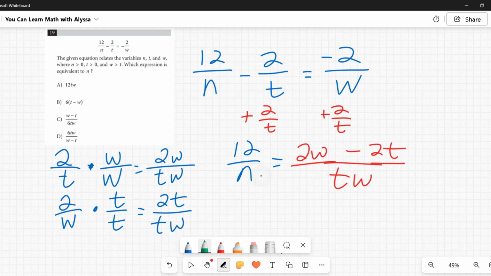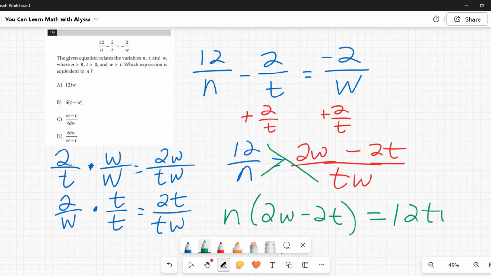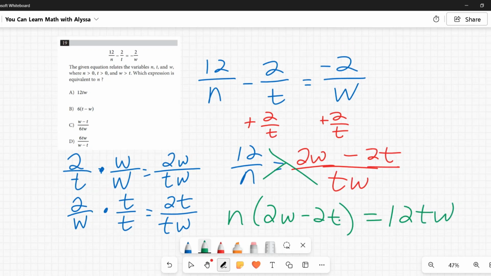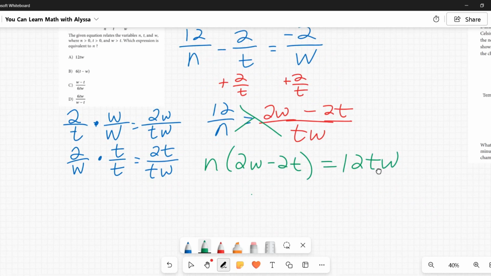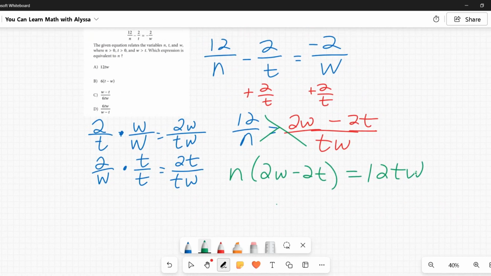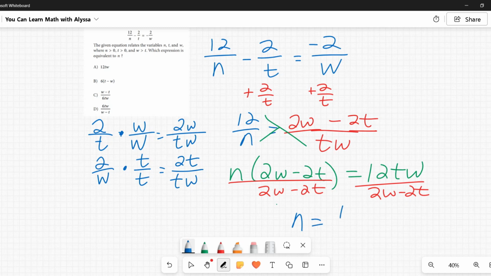Let's cross multiply. First, n times 2w minus 2t. I am not going to distribute. Then 12 times tw. Since it is n times this block, this binomial, I'm going to divide both sides by that binomial, 2w minus 2t. And I get n is equal to 12tw over 2w minus 2t.